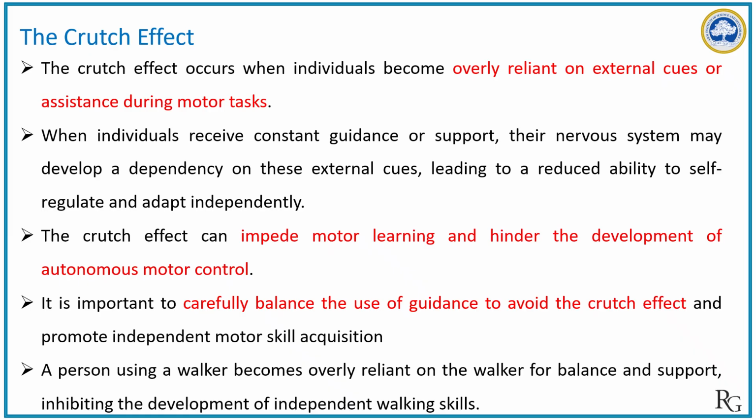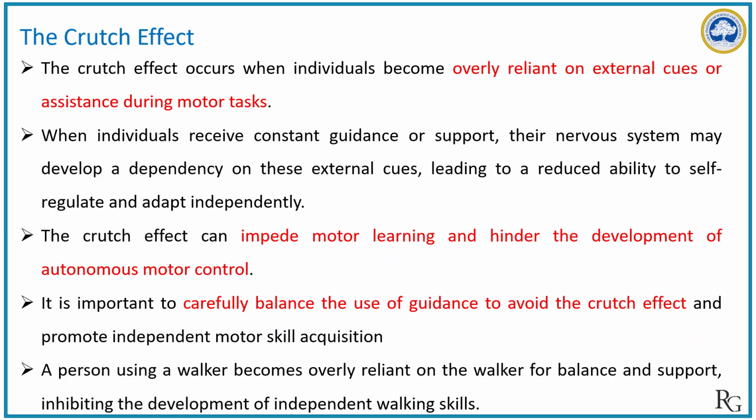If they constantly use the walker, they may begin to rely too much on that walker for balance and coordination. So over time, this reliance prevents the nervous system from learning to regain control independently, which can actually resist true recovery and slow down the progress. While external support is helpful, especially early in rehabilitation, it's very crucial to gradually withdraw or reduce the assistance.